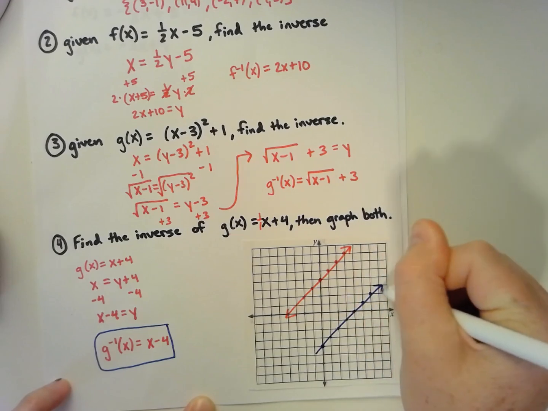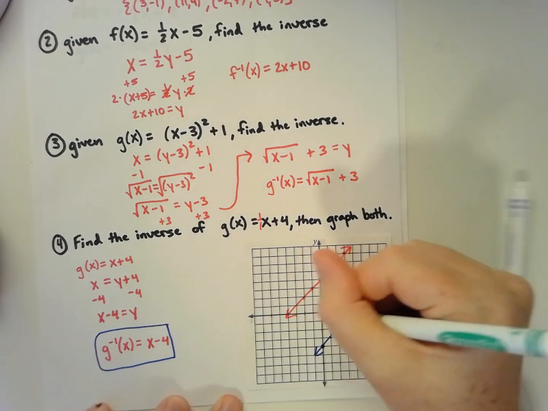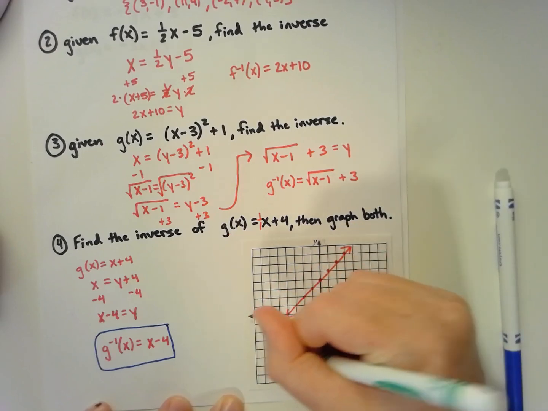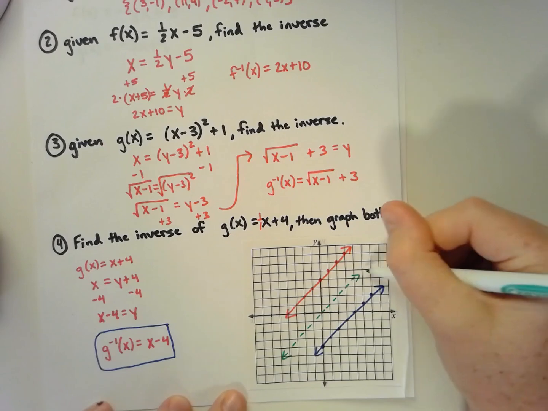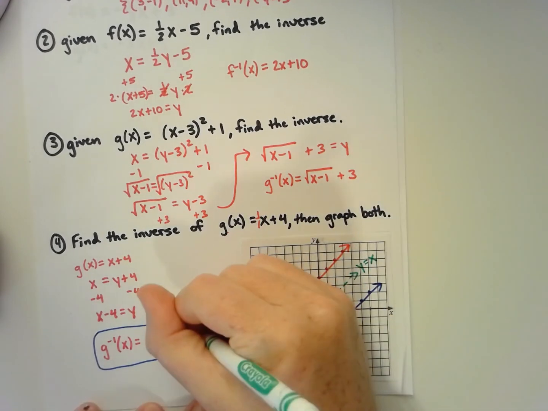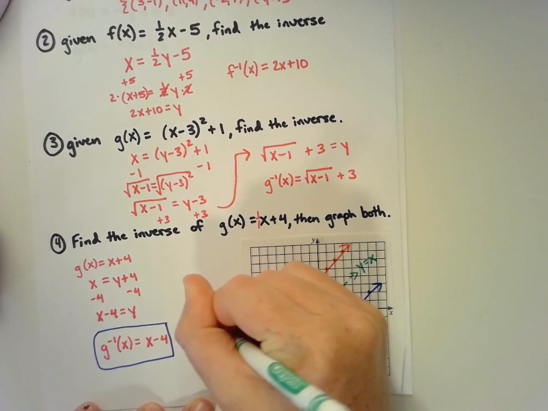So notice these lines, even though they are parallel, they are still reflecting over this line y equals x. Because that's that line that goes right through the middle, like we talked about, our linear parent function. So they reflect over y equals x, just like any inverse should do.